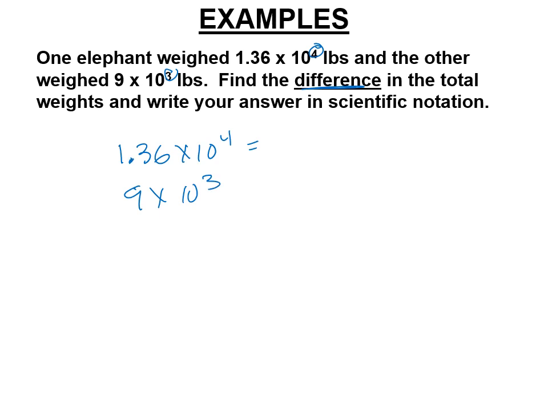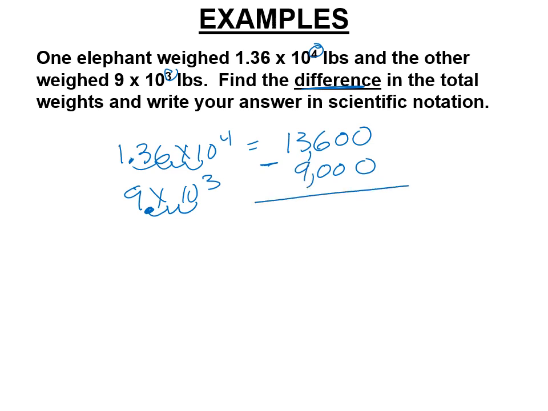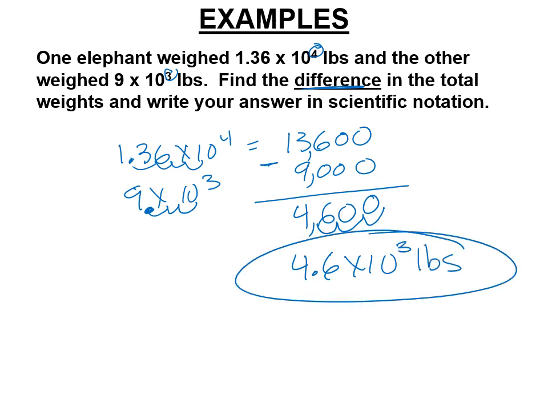Move this 4 times. 1, 2, 3, 4. So we have 2 zeros. So that's 13,600. And we're going to subtract, move this, right, the decimals behind the 9 right there. Move it 3 times, 3 zeros in this case. So one of these elephants weighs 13,600 pounds, the other 9,000 pounds. We subtract the 2, and we get 4,600. To make that into scientific notation, 4.6 times 10, 1, 2, 3, times 10 to the 3rd, and these were lbs, pounds.